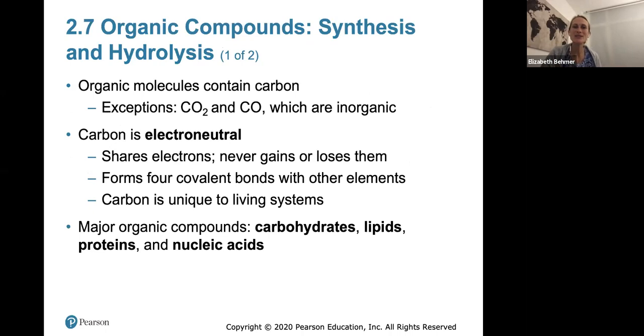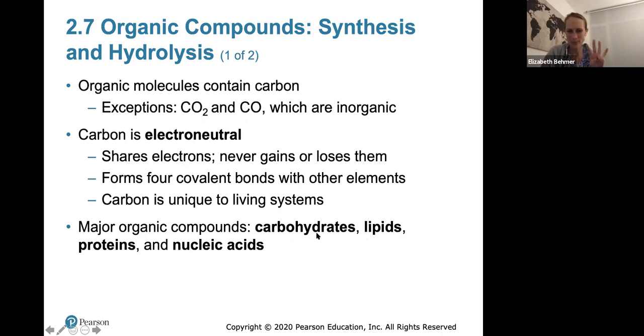Organic molecules, like we said, contain carbon, except carbon dioxide and carbon monoxide. Carbon is what we call electroneutral. Carbon is a special atom. It can share electrons, and it forms 4 covalent bonds with other elements. Carbon is one of the major components in the 4 main groups of organic compounds, which are carbohydrates, lipids, proteins, and nucleic acids.